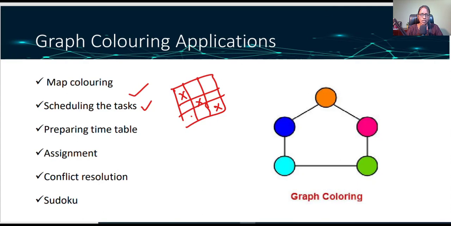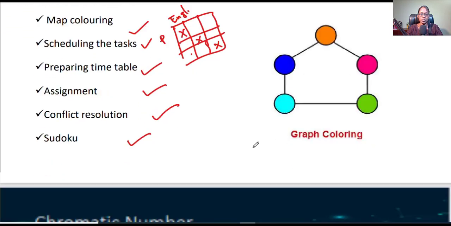Like this, preparing a timetable. When I am allocating a particular subject, you should not assign it adjacent to anyone. If I am assigning person 1 to English, I should not assign this English subject to any of the adjacent persons, right? So this graph coloring application is very helpful. Preparing timetables, scheduling tasks, map coloring and assignment, conflict resolution, or Sudoku. These are all examples of graph coloring applications.